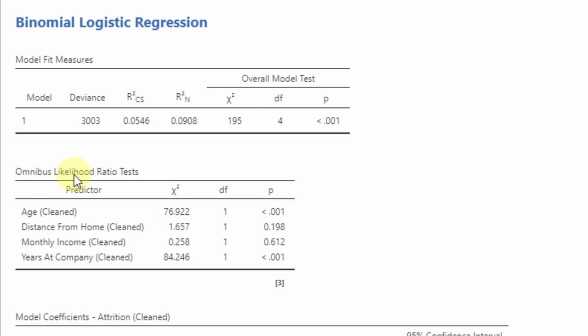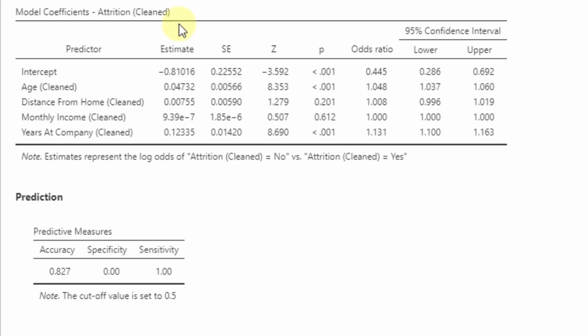Further, the overall model is found to be a significant predictor because the p-value is less than 0.01. The omnibus likelihood ratio tests tell us that age and years at the company are found to be significant predictors because their p-values are less than 0.05, and we have set alpha equal to 0.05 as the significance level or cutoff value. Then the most important thing is the model coefficients. First of all, if you look at the p-values, distance from home and monthly income are both insignificant, so there is no need for any interpretation. However, the odds ratio of monthly income is 1, so whether the monthly income increases or decreases, it has no effect on attrition.